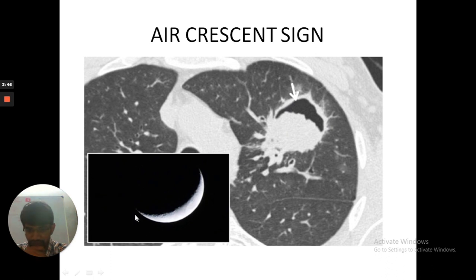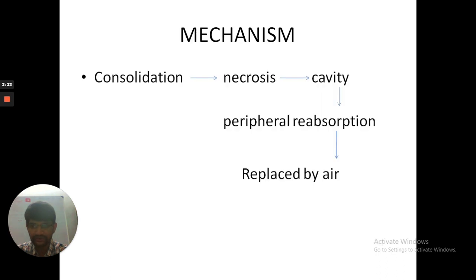As you can see, the appearance of a moon which is in the form of a crescent. Same thing is seen in parenchyma. Whenever air is seen in crescentic form within the lung parenchyma or within the parenchymal consolidation, we call it as air crescent sign. So what is the exact mechanism? How do you see it?